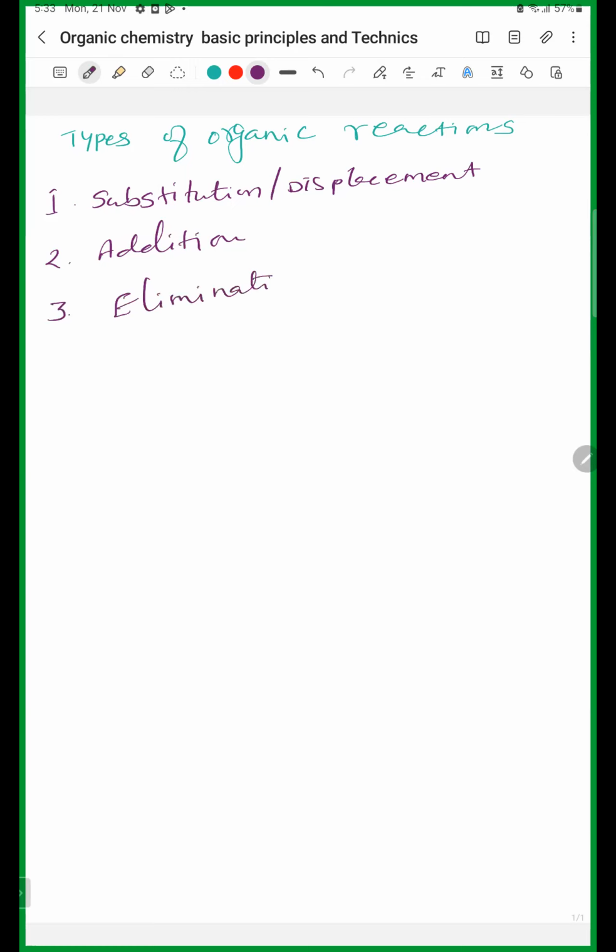If you are looking at organic reactions, we have many types of organic reaction. So we have to categorize what type of reaction it is. Organic reactions are generally broadly classified into: you can classify up to eight, but generally number 1, substitution or displacement reaction; number 2, addition reaction; number 3, elimination reaction; number 4, rearrangement reaction.